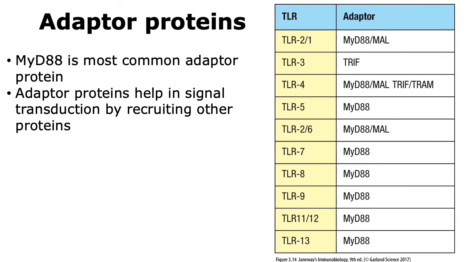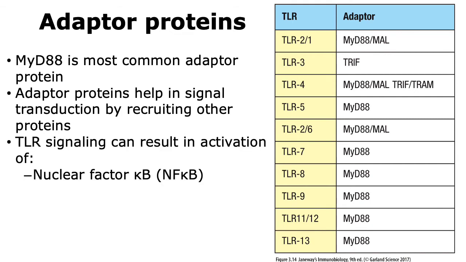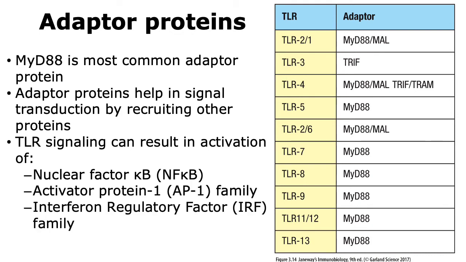The adapter proteins play an important role in the signal transduction process by recruiting other proteins that help pass the signal into the cell. Now, TLR signaling does aid in the expression of genes, but this can happen by the activation of transcription factors like nuclear factor kappa B, activator protein 1, and the interferon regulatory factor family. So let us see how the signal transduction pathway works.